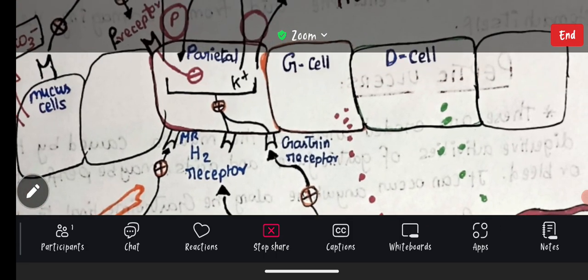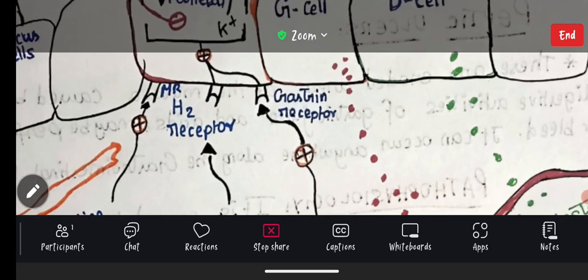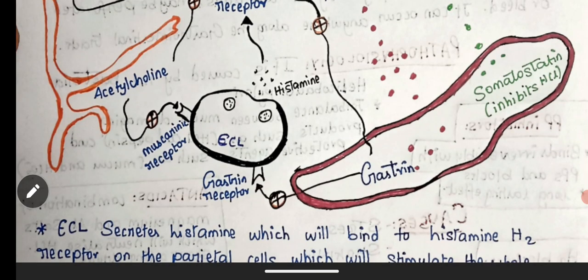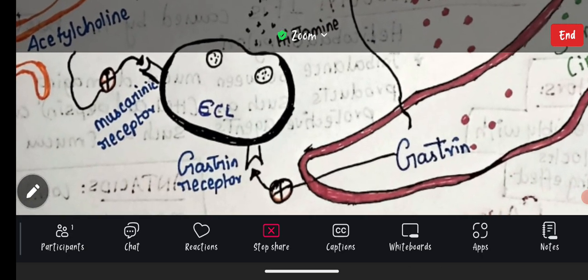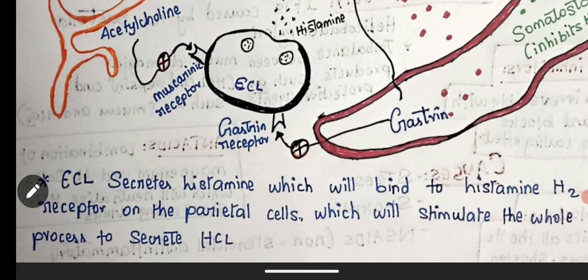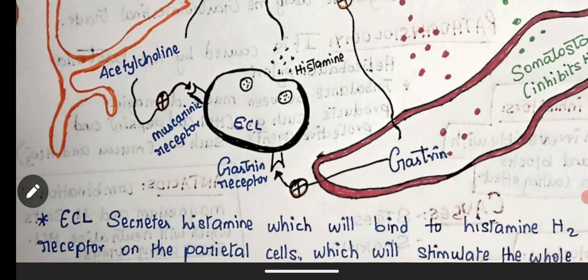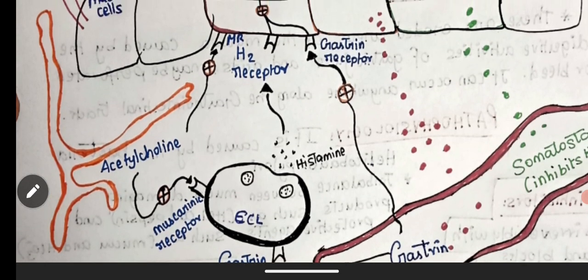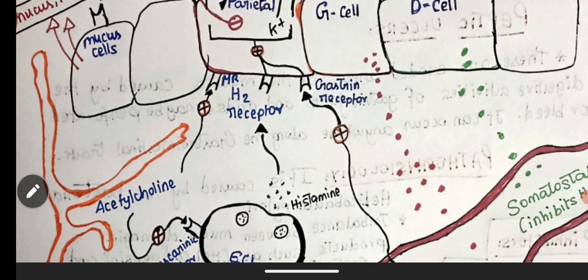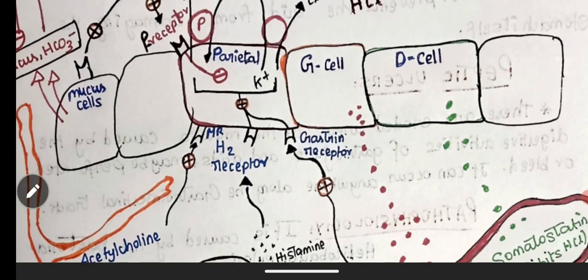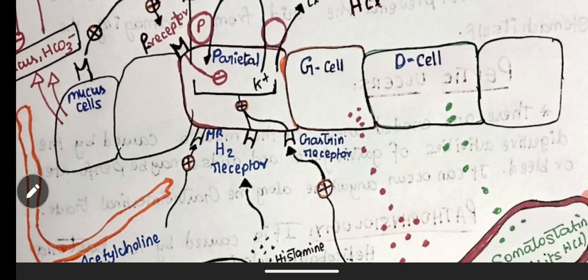Then we go for the G cell. The G cell secretes gastrin, which enters the bloodstream and reaches the gastrin receptor present on the ECL, and promotes HCl secretion. How? By promoting secretion of histamine from the ECL, and this histamine is going to bind to the H2 receptor, and that's going to promote the process of HCl secretion. Gastrin also binds directly to the parietal cell and promotes the process of HCl secretion.